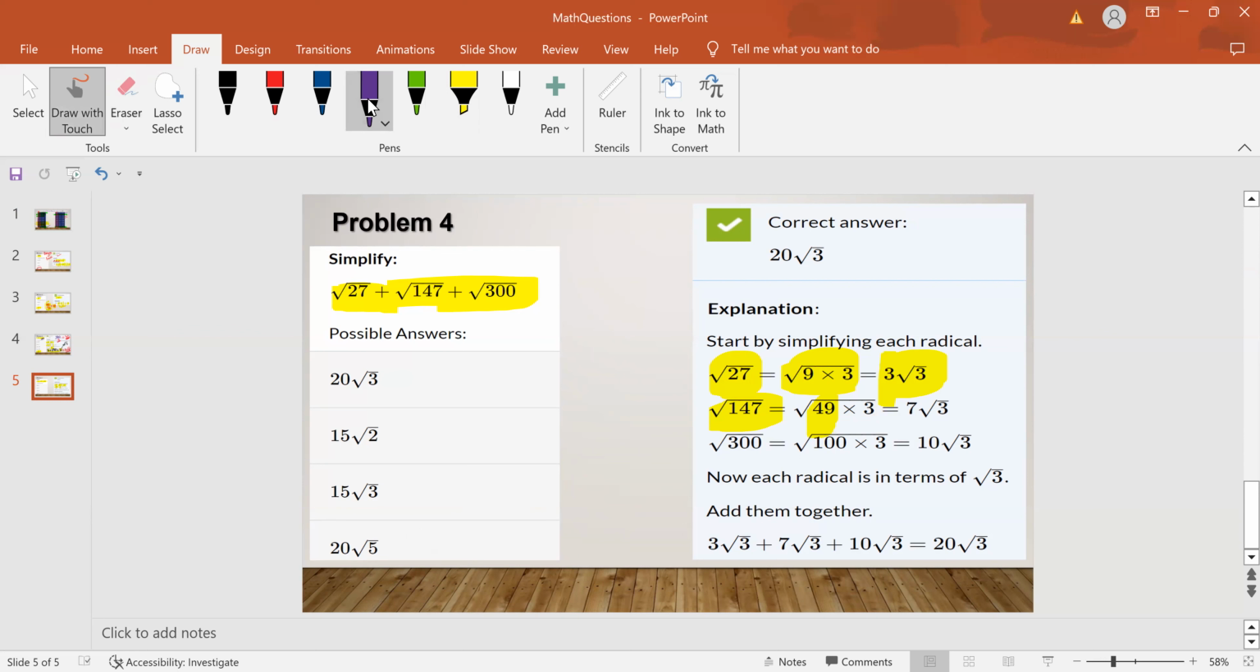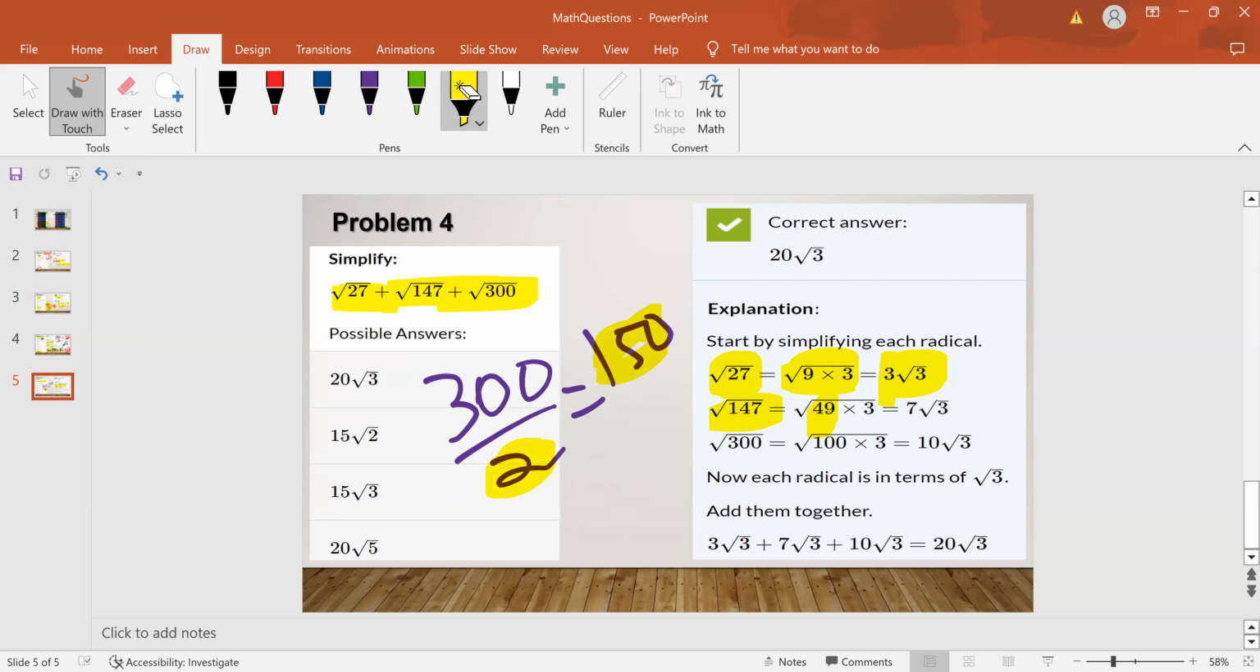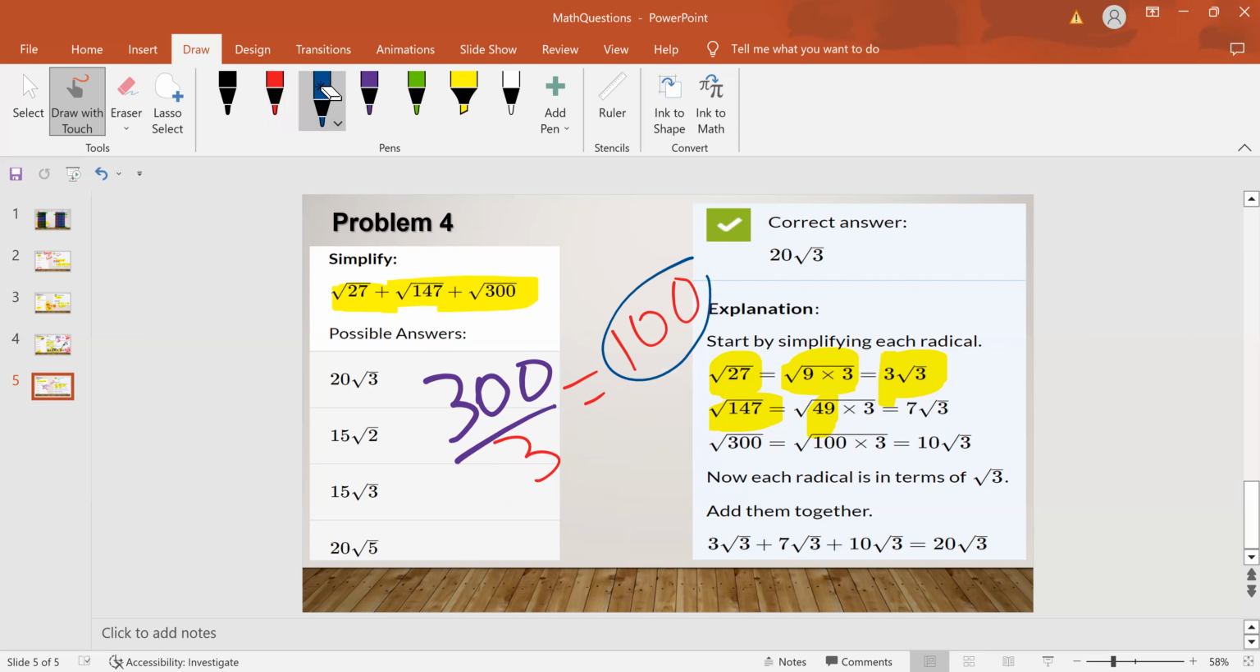Let me repeat that part. If you take 300, you divide it by 2, you get 150. 2 is not a perfect square, and 150 is not a perfect square. So we need to go further. For that, we divide by 3. The 300 divided by 3 gives you 100. Wow, wonderful. Look, 100 is a perfect square.